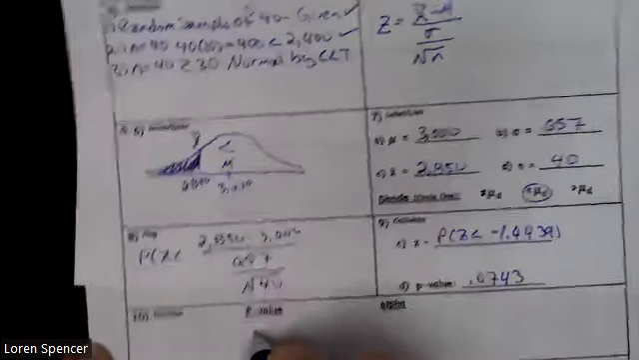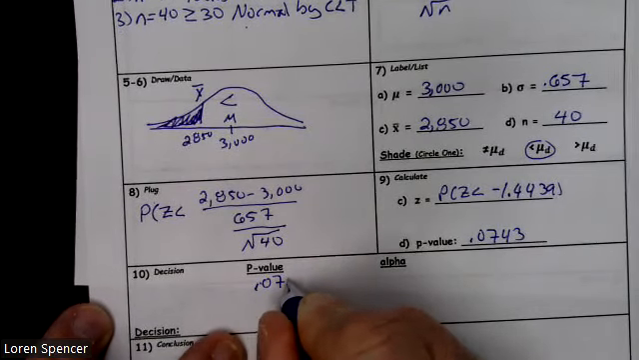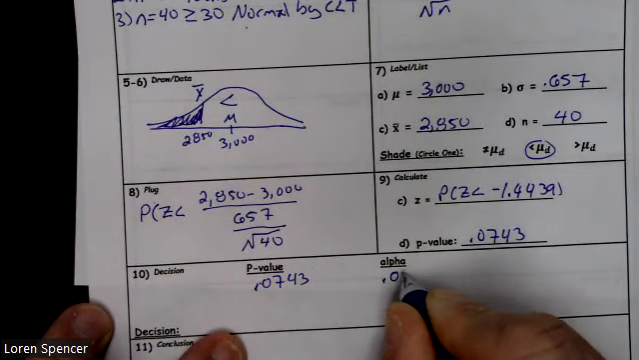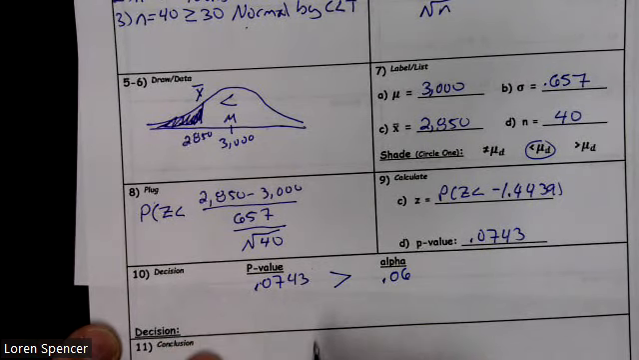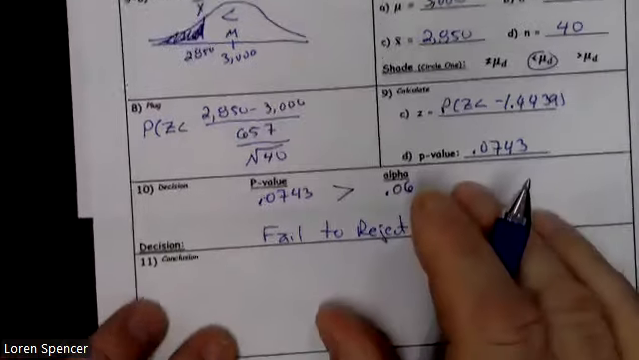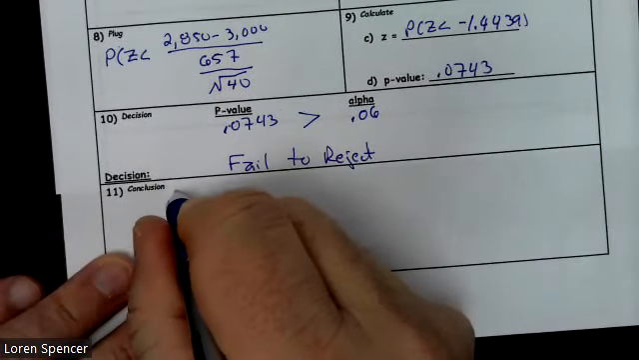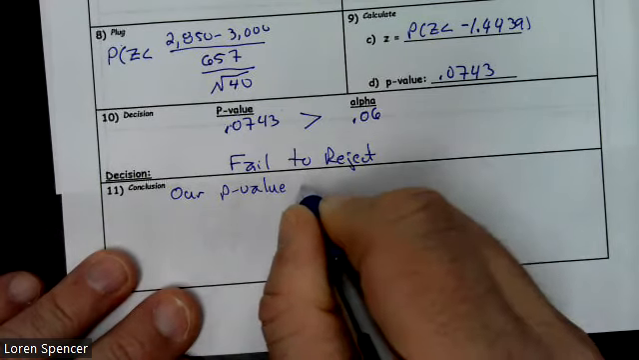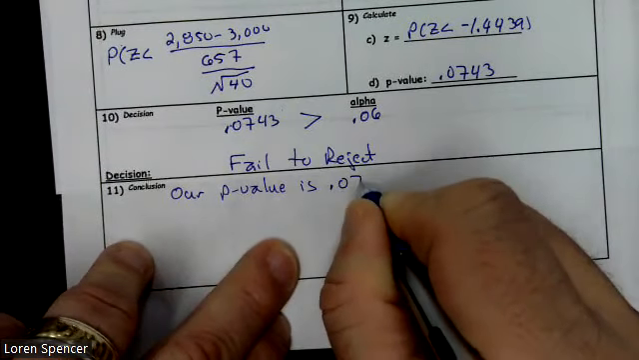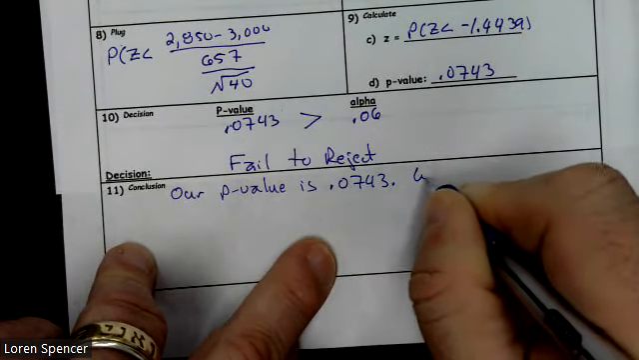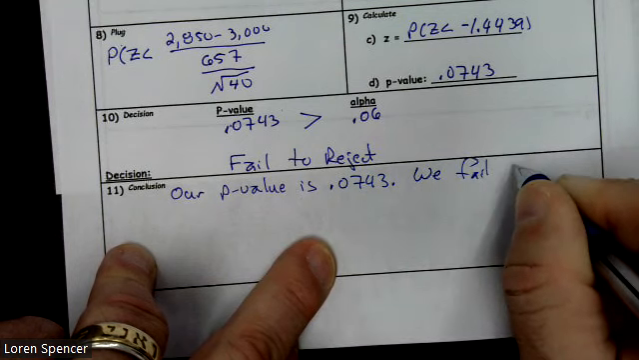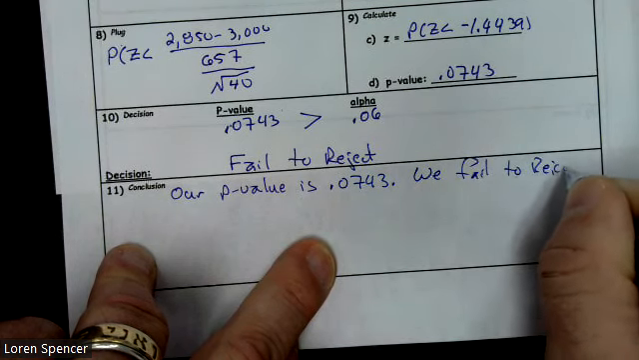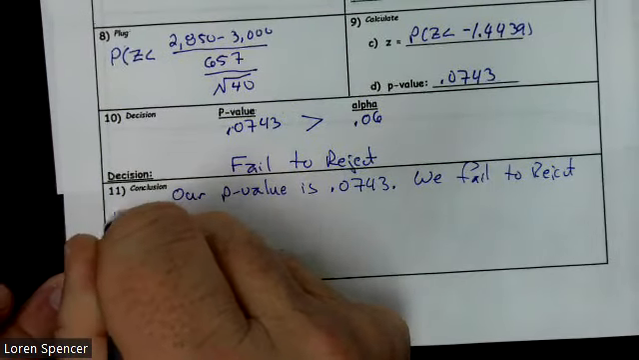So if our p-value is 0.0743, our alpha is 0.06. This is greater. When it's greater, we fail to reject. So our conclusion is simply our p-value is 0.0743. We fail to reject the null.